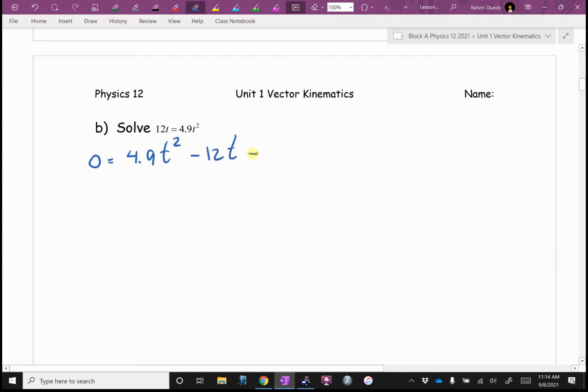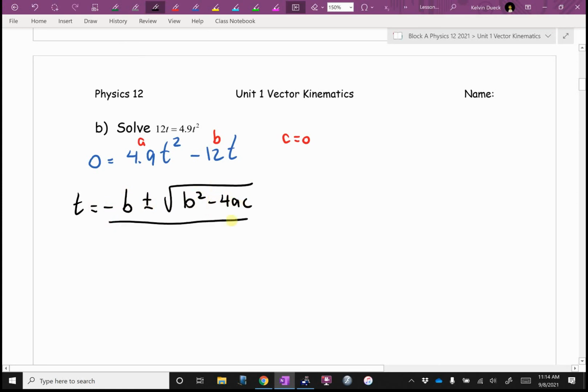If you feel like you have to write that so you can see what C is, go ahead. Caleb, I'm lazy but organized, so I don't do extra writing if I don't have to. And I would make a little note, that's A, that's B, and I guess C is 0. t equals -b plus or minus the square root of b squared minus 4ac all over 2a. What's -12?